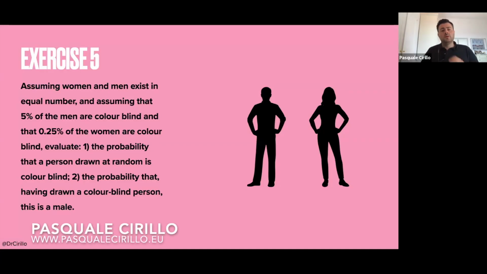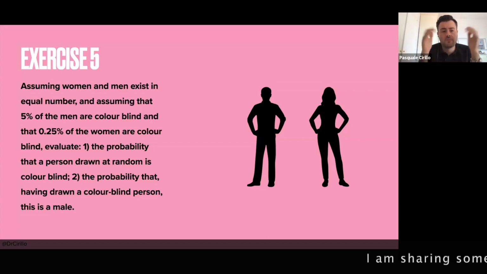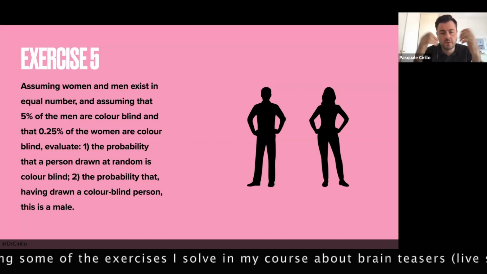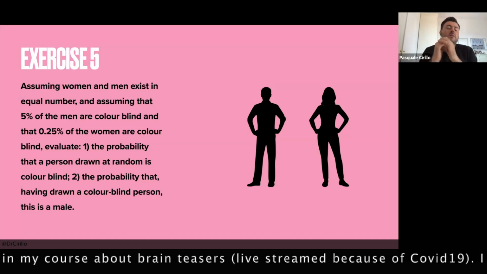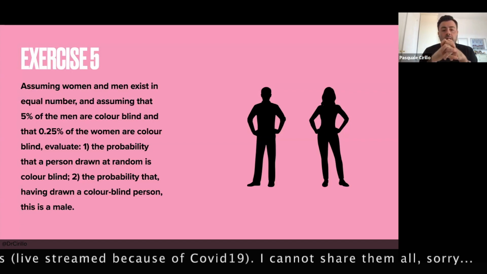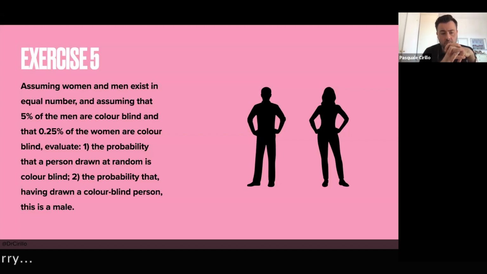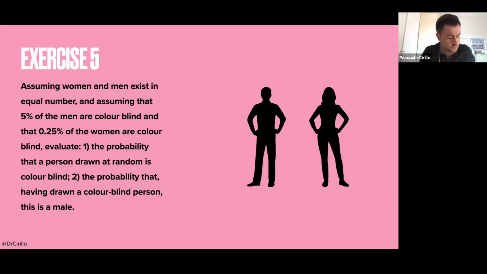Assume that we have women and men in the same number, so the probability of being a man or a woman is exactly the same, and assume that 5% of the men are colorblind, and only 0.25% of the women are colorblind, which is actually very close to the truth. What we have to compute is the probability that a person taken at random is colorblind, and the second one is the probability that, having drawn a colorblind person, this person is a male.